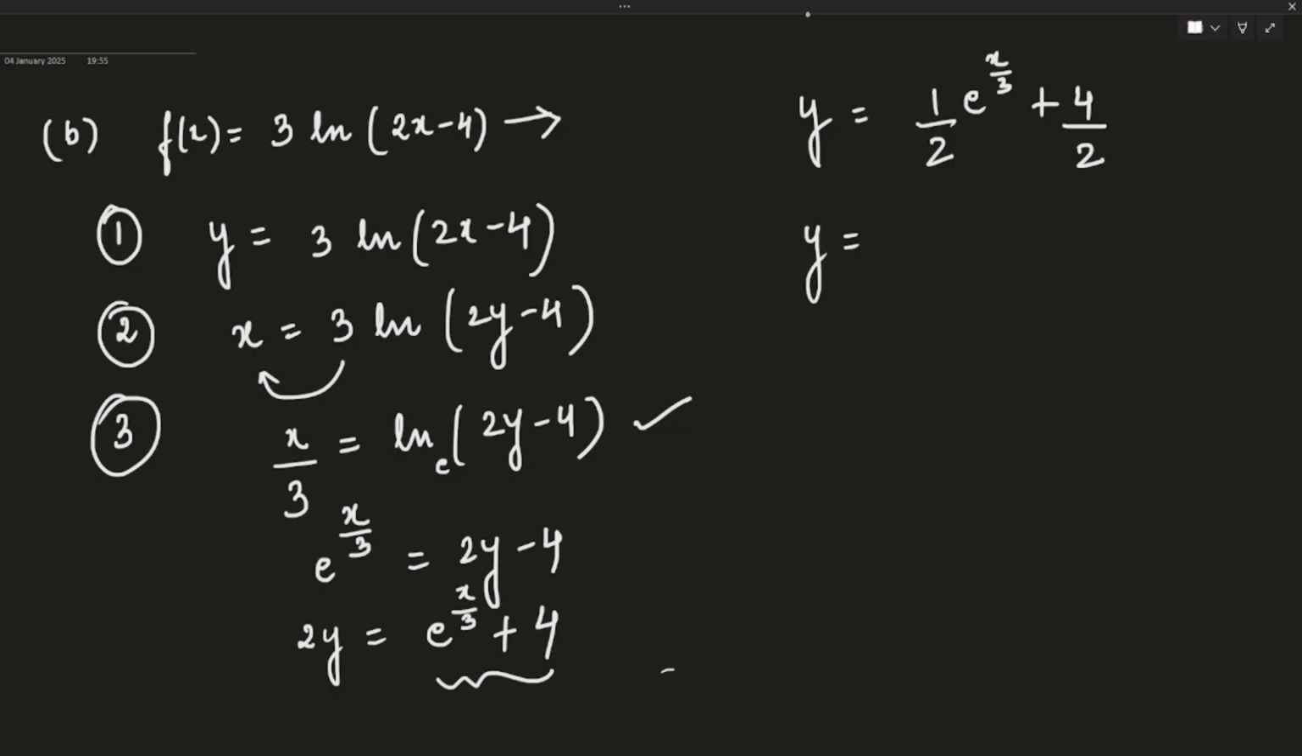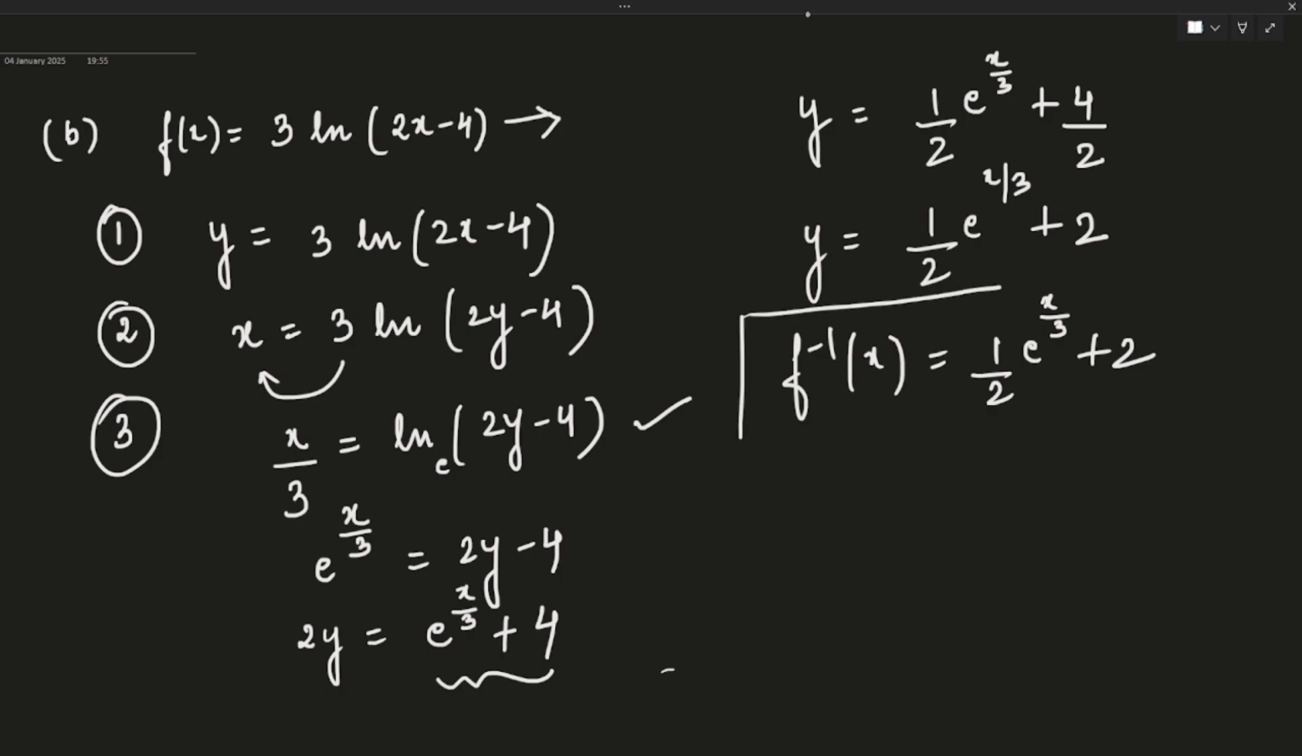So what will be our y? y is half into e to the power of x by 3 plus 2. So what is our f inverse x? Our f inverse x is 1 upon 2 e to the power x by 3 plus 2. Okay, so these three steps you have to follow to find the inverse of any logarithmic or any exponential function.